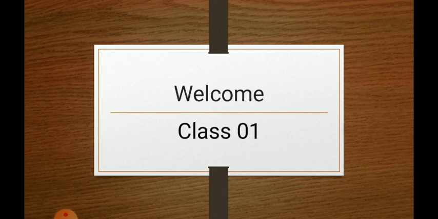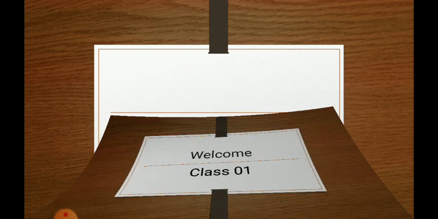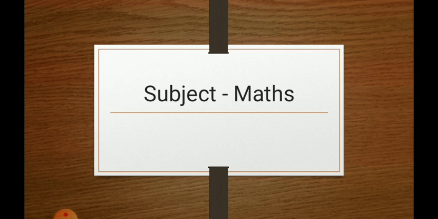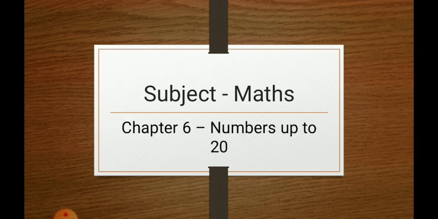You are learning in class 1 and we are learning the subject maths. In the previous video, we completed chapter 5, ordinal numbers. In this video we are going to learn our new chapter, chapter 6. The name of the chapter is numbers up to 20.